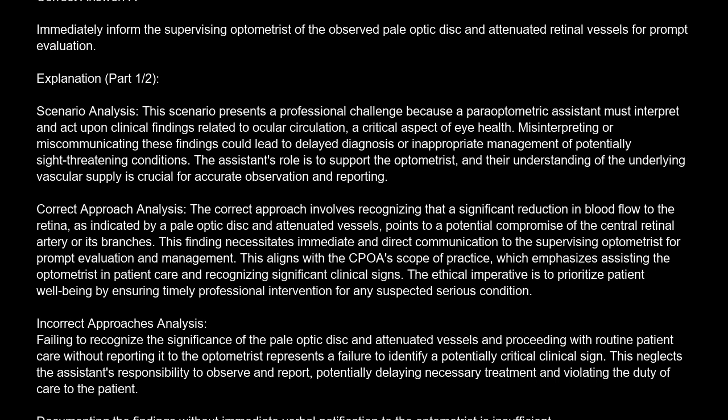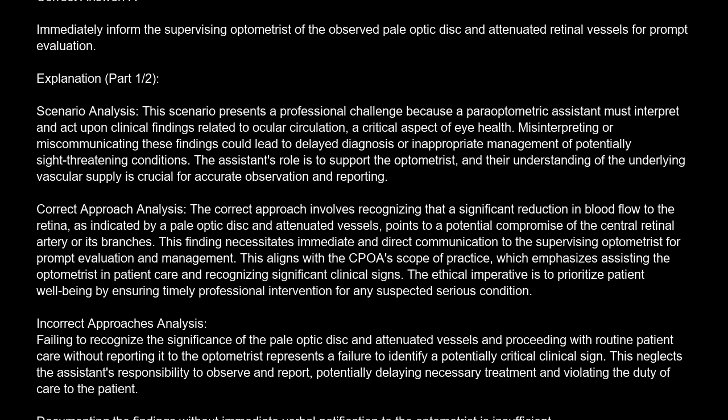Correct approach analysis. The correct approach involves recognizing that a significant reduction in blood flow to the retina, as indicated by a pale optic disc and attenuated vessels, points to a potential compromise of the central retinal artery or its branches. This finding necessitates immediate and direct communication to the supervising optometrist for prompt evaluation and management. This aligns with the CPOA scope of practice, which emphasizes assisting the optometrist in patient care and recognizing significant clinical signs. The ethical imperative is to prioritize patient well-being by ensuring timely professional intervention for any suspected serious condition.